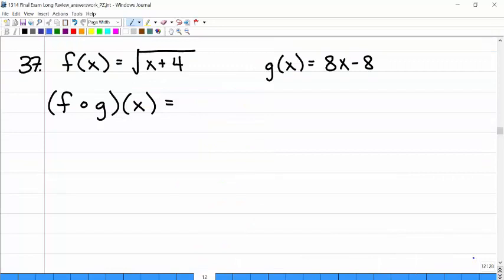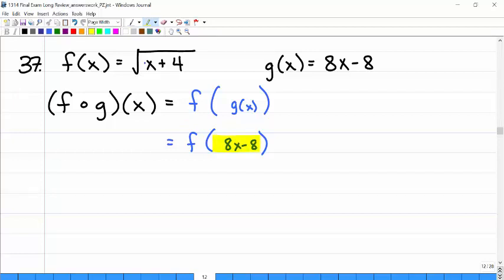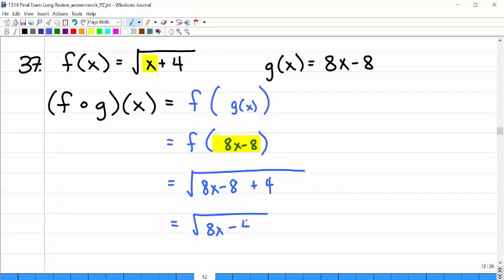Number 37, given f of x equals the square root of x plus 4 and g of x equals 8x minus 8, find f composed of g of x. So I want to find f of g of x. Starting on the inside, what is g of x? Well, it's 8x minus 8. Now in my f function, everywhere I see an x, I want to plug in 8x minus 8. So I get the square root of 8x minus 8 plus 4. That's the same as the square root of 8x minus 4.